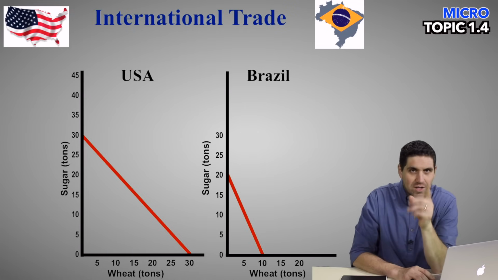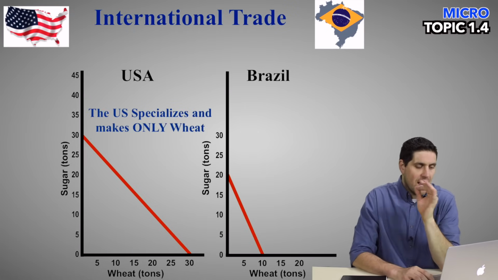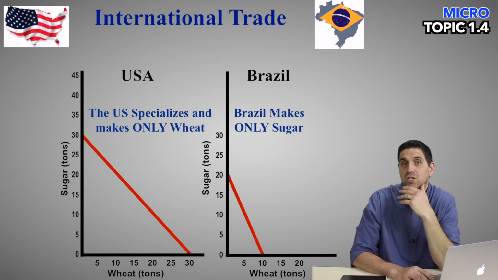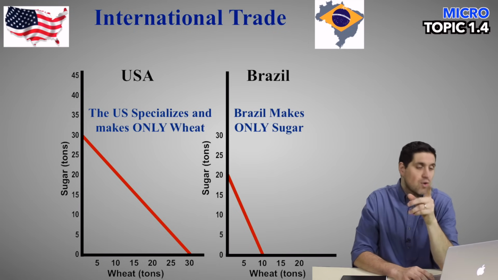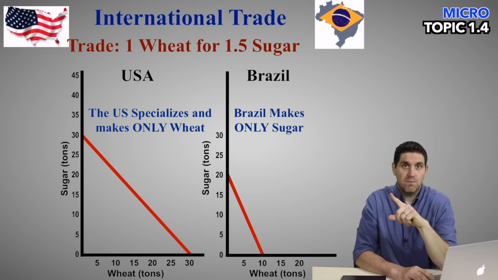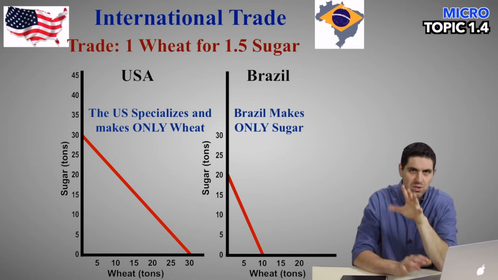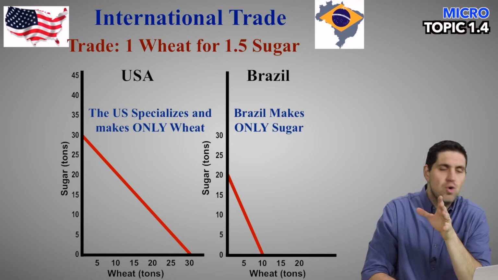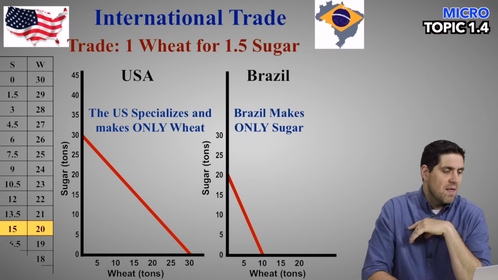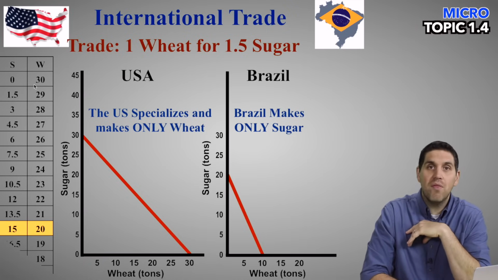So I'm going to work backwards here, but stay with me. Let's say the United States specializes in wheat and Brazil specializes in producing the sugar, and they trade 1 wheat for 1.5 sugar. I'll explain how I got that number later, but just stay with me. Take a look at this new production possibilities curve. This is the new numbers based on the trade.